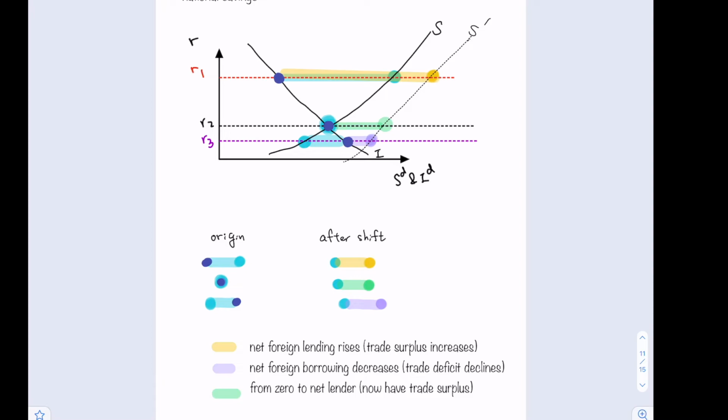So these are the two examples related to the shock to a small open economy, and what happened to its goods market equilibrium, and also what happened to its international lending and borrowing position as well as to its trade surplus.